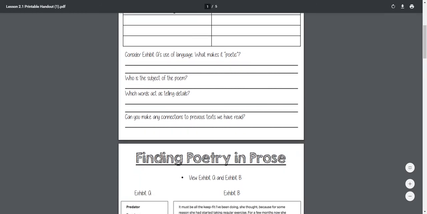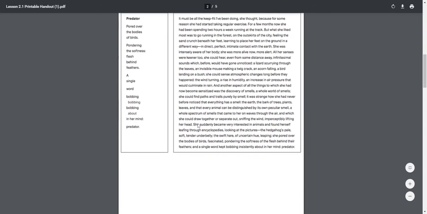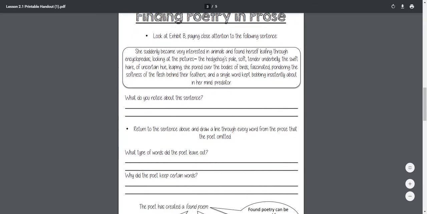Now, what makes Exhibit A poetic? What's the subject of the poem? Which words act as telling details? We did a lot with telling details all through Unit 1. And can you make any connections to previous text we have read? I hope so, because we did a lot with this other one. Here is A and B again. Once you take care of that, we're going to look at Exhibit B.